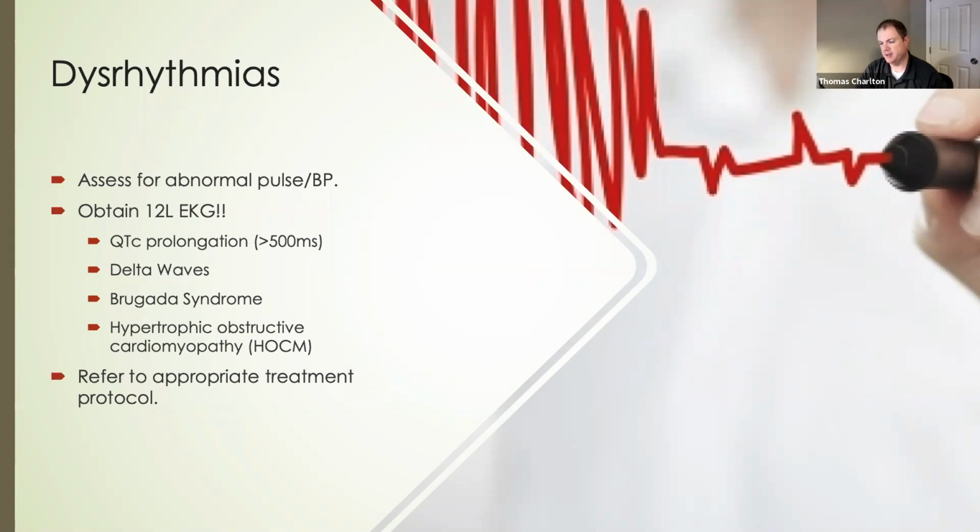And it's really important that you get a 12 lead on anybody that has had any altered level of consciousness. There are a few conditions that we're going to go over, one of which is QTC prolongation. We're going to go over delta waves or Wolff-Parkinson-White syndrome, Brugada syndrome, and then hypertrophic obstructive cardiomyopathy. In general, most of these dysrhythmias are going to be something that just requires supportive care. But if you have somebody with VTAC or SVT, et cetera, make sure and refer to the appropriate treatment protocol that's in the system.